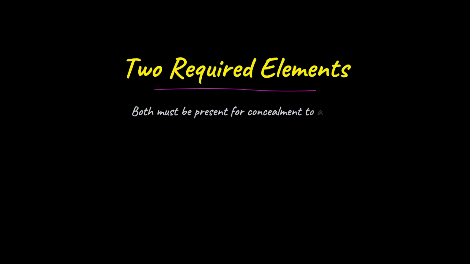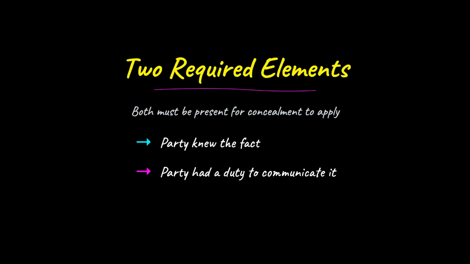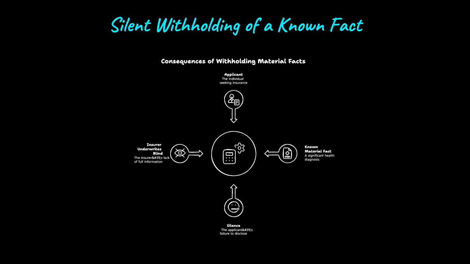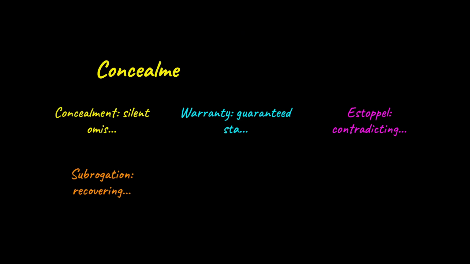The definition has two moving parts that must both be present. The party must know the fact, and the party must be under a duty to communicate it. Neglecting to share something unknown or something immaterial with no duty attached is not concealment. Insurance runs on disclosure the insurer cannot independently verify. When an applicant sits on a material fact, the insurer underwrites blind, pricing a risk it never actually saw.